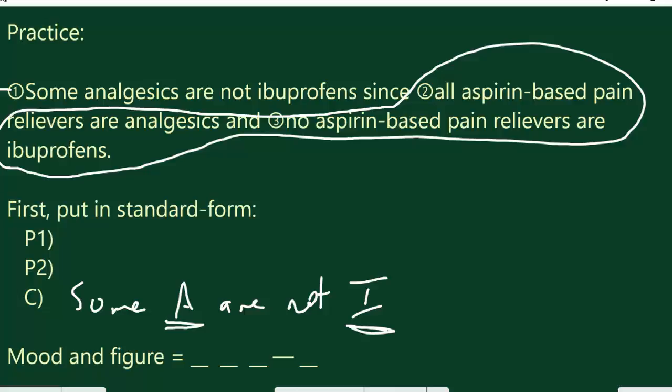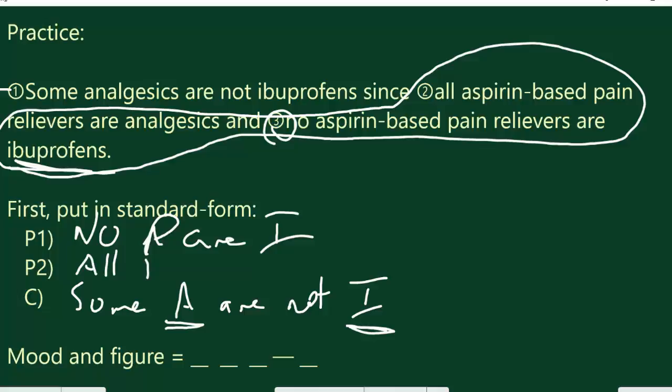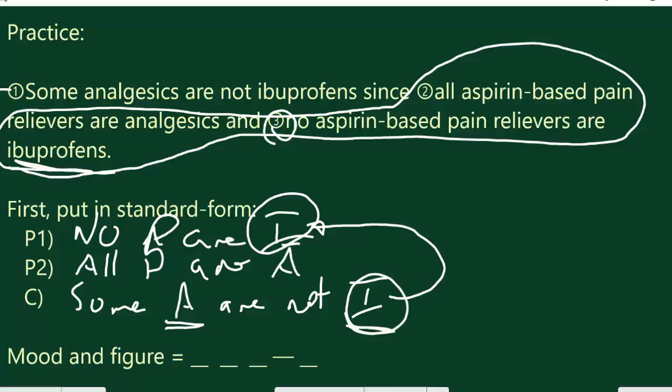Well, I see in clause 3 that it contains ibuprofens. So that tells me that's going to be our major premise. So, no aspirin-based pain relievers are ibuprofens. And of course that means 2 must be our minor premise: all aspirin-based pain relievers are analgesics. And we double check and see that indeed this needs to be the major premise, since it contains the major term. And this is indeed the minor premise, since it contains the minor term.